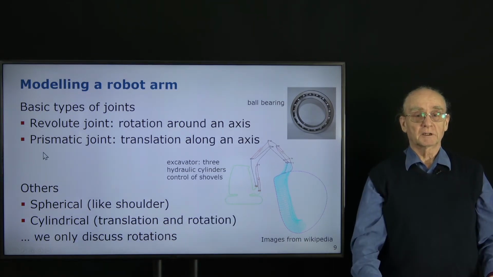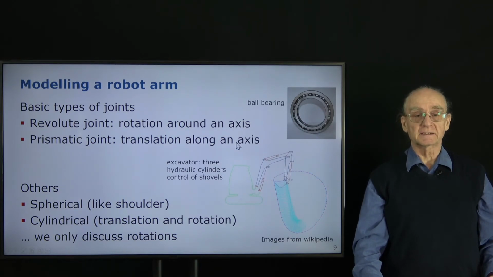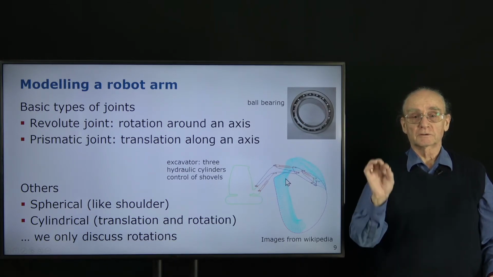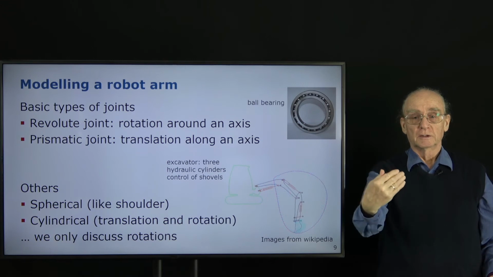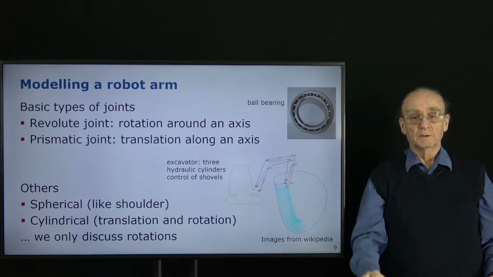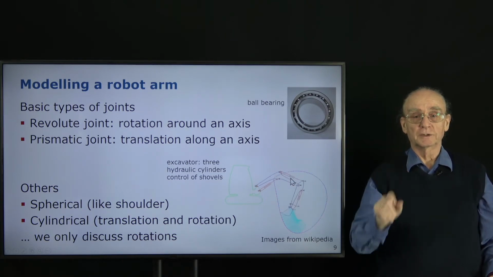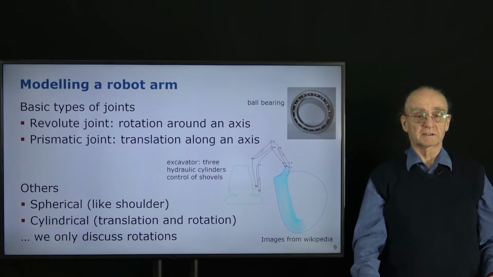The second type of joints are what is called prismatic joints. There you only have a translation along a certain axis. Here you have an excavator which has 3 degrees of freedom. So you want to control this shovel. It has to have a certain position and a certain direction, which is 3 degrees of freedom. And you see here 3 hydraulic prismatic joints which control this excavator.